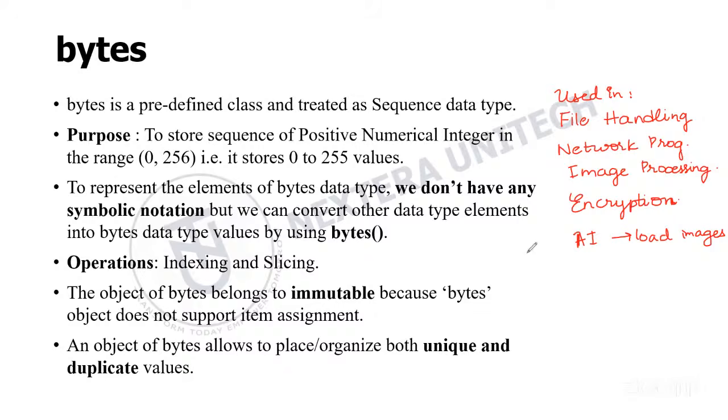So bytes is used when you're dealing with binary data. Binary data is nothing but your zeros and ones, like we got to know about the 8 bits just now. So when you're dealing with all the binary data, you will be using bytes.